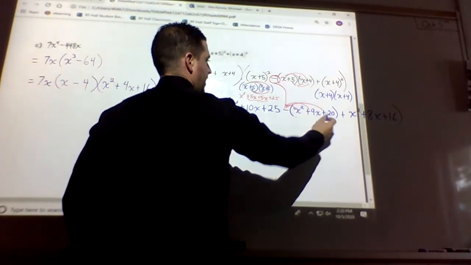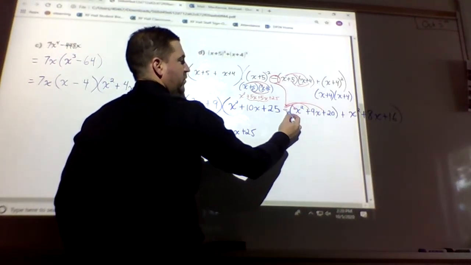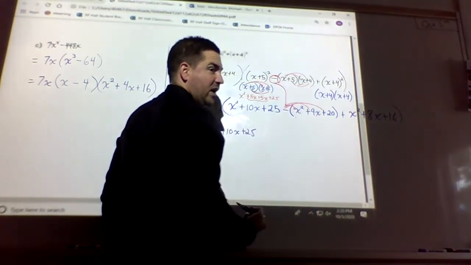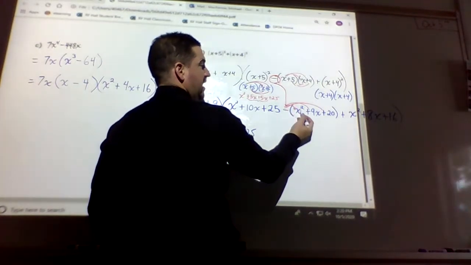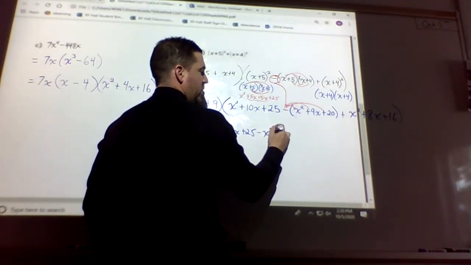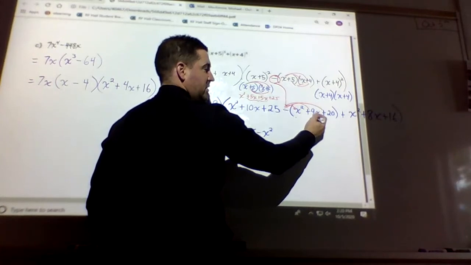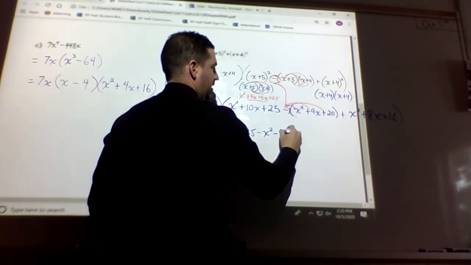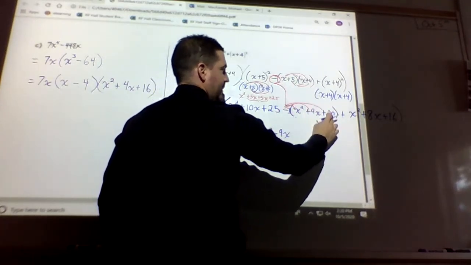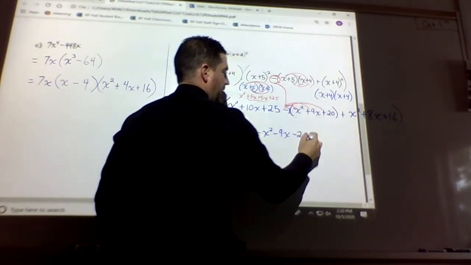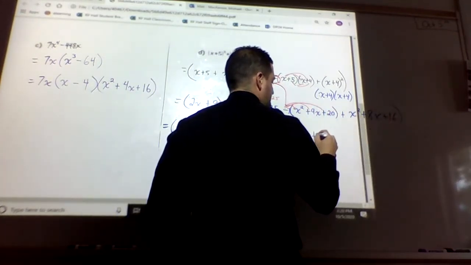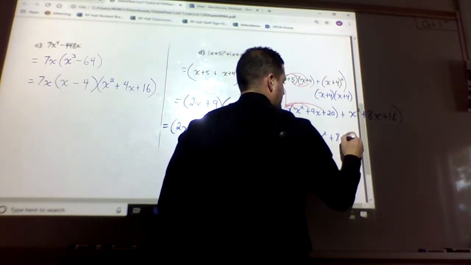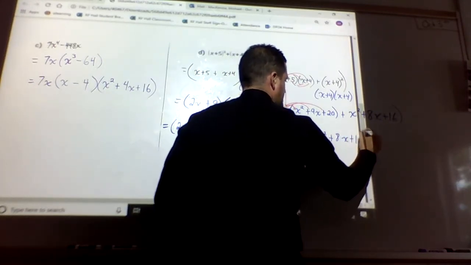Now distribute the negative to each of them. If I distribute the negative to each of these, they all become negative. So negative times x squared is negative x squared. Negative 1 times 9x is negative 9x. Negative 1 times 20 is negative 20. And then we're going to add the rest. X squared plus 8x plus 16.